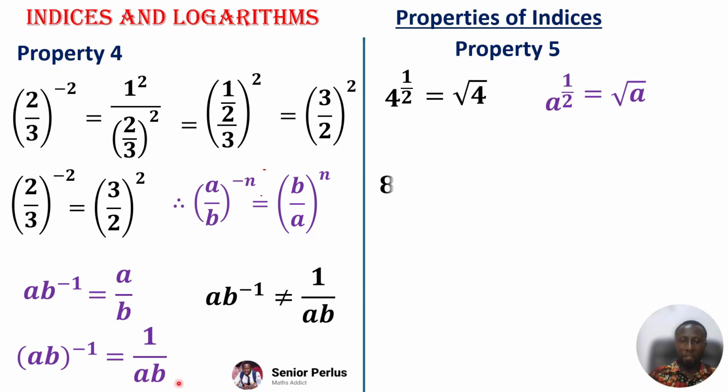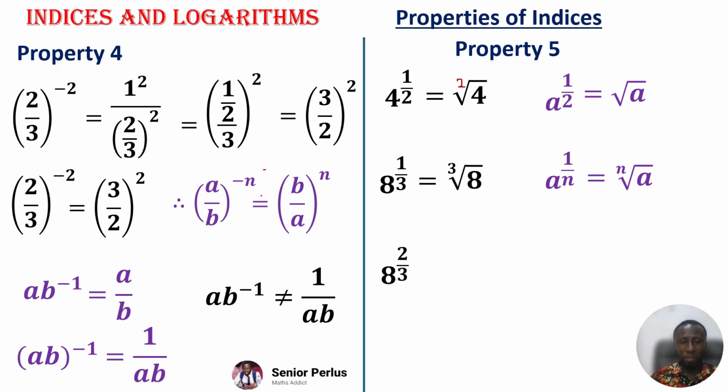Then 8 to the power 1 on 3, and this would be the cube root of 8. Okay, so this was the square root of 4. This one the cube root of 8. So you can say that A to the power 1 on n is the nth root of what? A. The nth root of A. So the denominator here is the root. Some people normally bring the square here. The same thing. Good. Just the same.